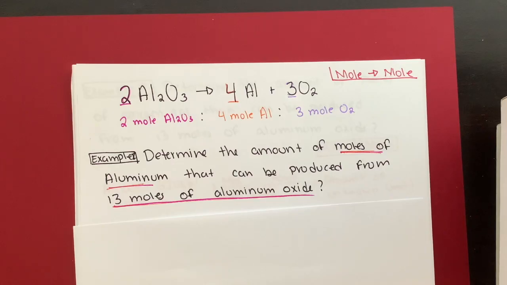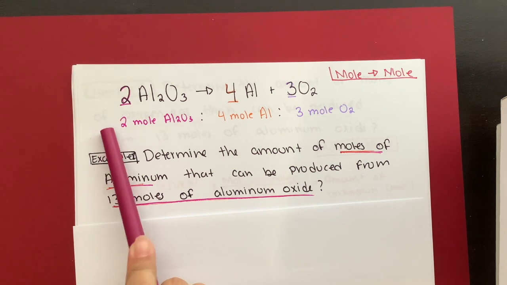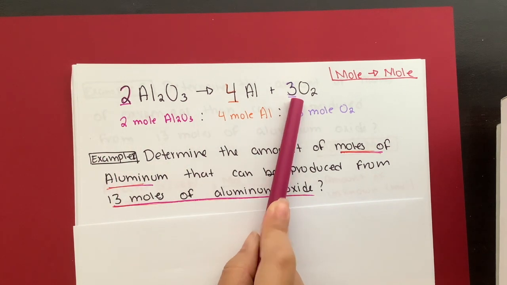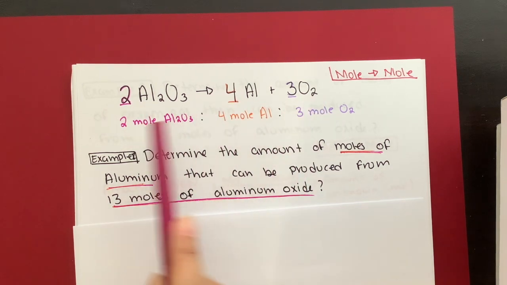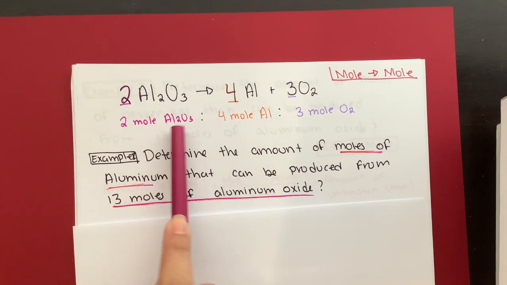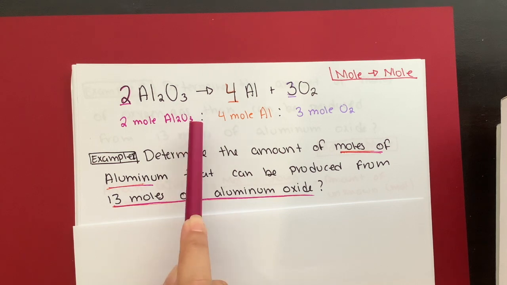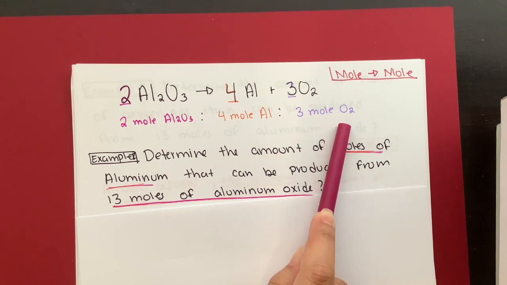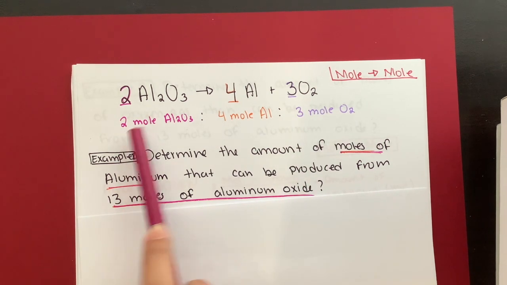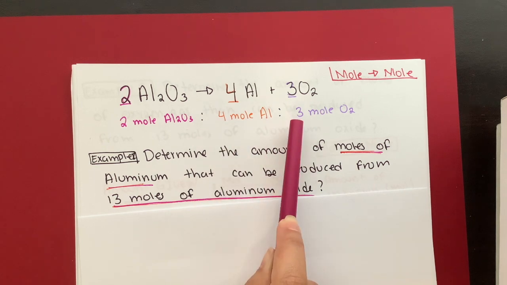Okay, so here we're going to work on our first stoichiometry problem. And this problem says, determine the amount of moles of aluminum that can be produced from 13 moles of aluminum oxide. Okay, and we're also given a balanced chemical equation that, remember, based on the coefficient tells us that for every 2 moles of aluminum oxide that decomposes, that is going to form 4 moles of aluminum and 3 moles of oxygen. So for every 2 moles of aluminum oxide, there is 4 moles of aluminum and 3 moles of oxygen.